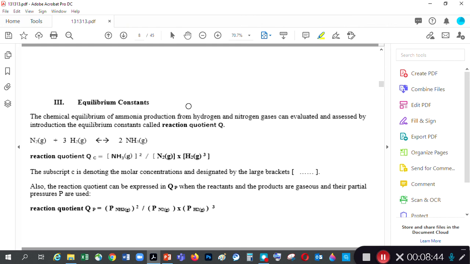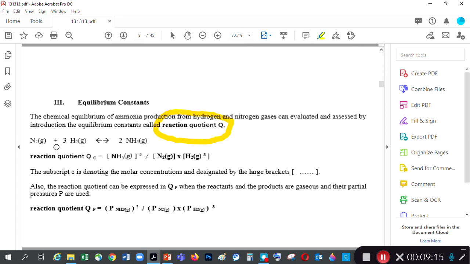Now we'll go to evaluate the chemical equilibrium constant. So how can we really evaluate the chemical equilibrium quantitatively? We can only really assess and evaluate the chemical equilibrium by using the chemical equilibrium constant. And in this case, we use the reaction quotient. So Q is the reaction quotient.